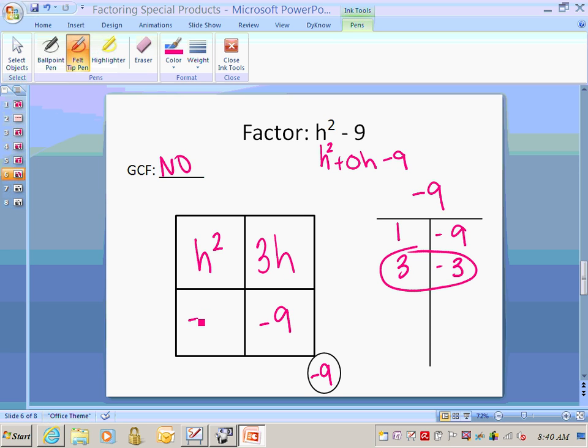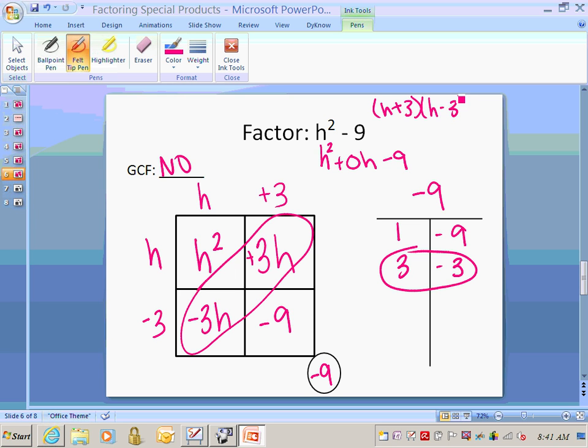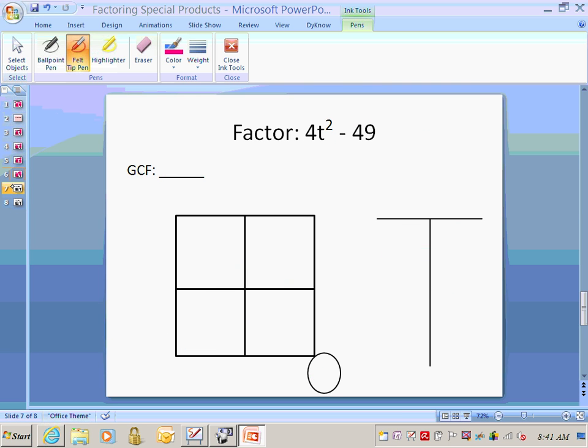So 3h and negative 3h. So I've got h, h and minus 3, negative 3. What goes up here? Plus 3 up here, because this one's positive, right? And this one's h. What's the other one? h minus 3. So that these will add up to 0, right? So my answer will be h plus 3, h minus 3. This one was the difference of squares.